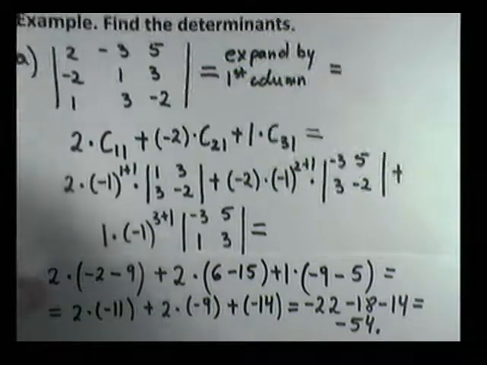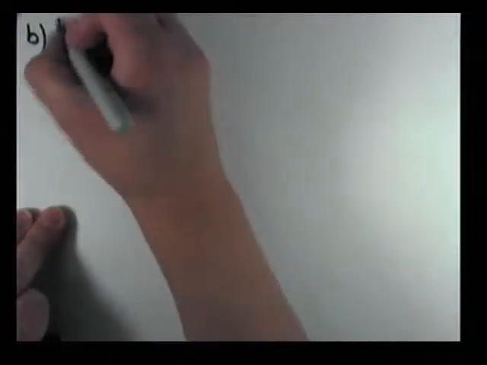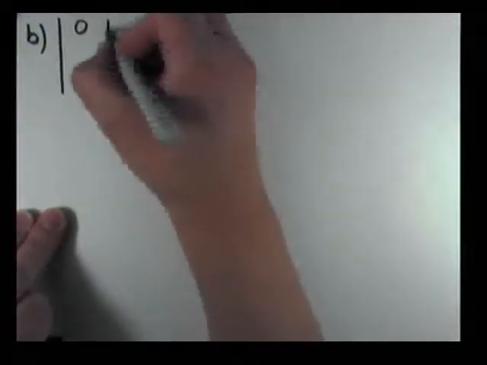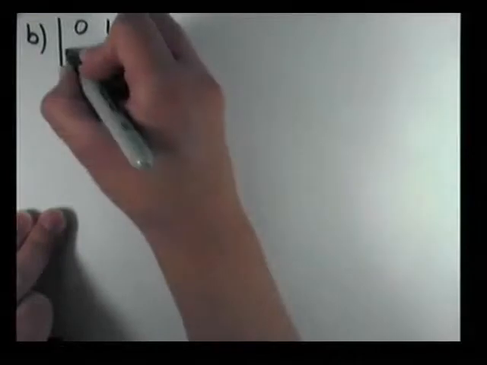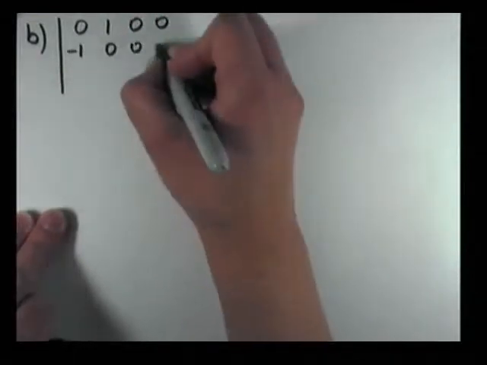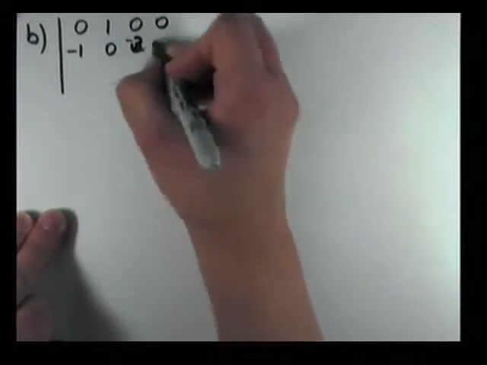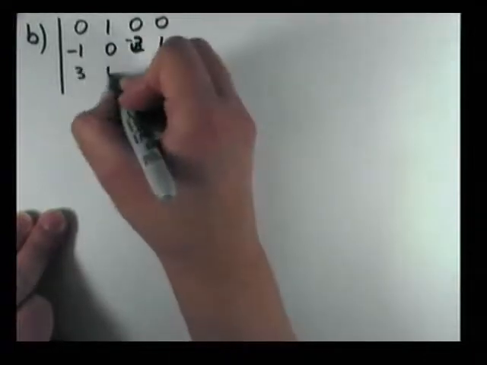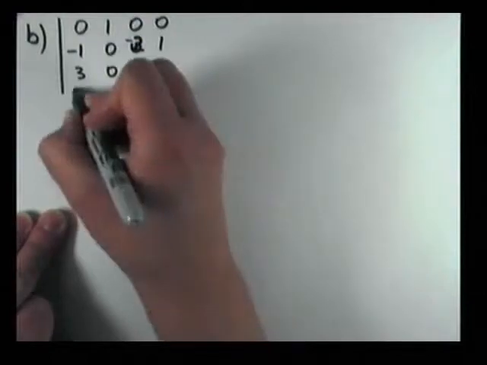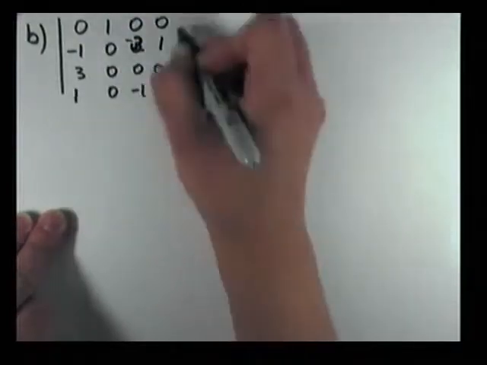Example 2. So we have B. We need to find the determinant like this: 0, 1, 0, 0, minus 1, 0, 0. Oh, sorry, minus 2 here. Minus 2, 1, 3, 0, 0, 0, 1, 0, minus 1, 1.